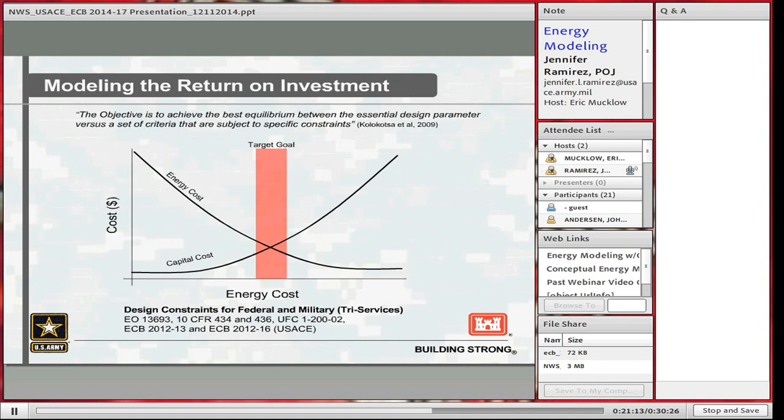ASHRAE 90.1 Appendix G tells you how to do it, and then it's really ASHRAE 189.1 that's going to set the metrics, and those metrics are determined based on what they believe the minimum standard is. And that's already setting you in the right spot for gearing towards that equilibrium. And from there, it's a matter of using that energy modeling to tweak and get to just the right place in the building. Typically, that's going to mean that the architect, the mechanical engineer, and the electrical engineer all need to work in conjunction with each other.